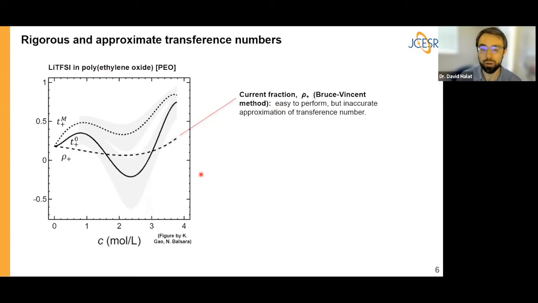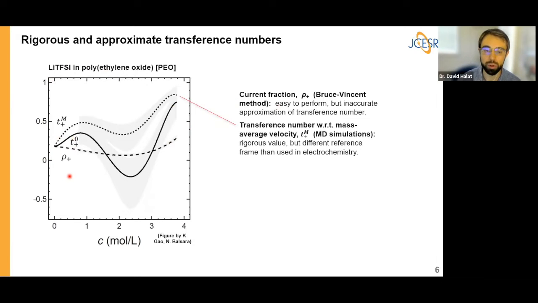It's a polymer electrolyte. So by far the easiest measurement to make is that of the current fraction rho plus using the Bruce-Vincent method. This has small error bars, but because of some underlying assumptions about the ideality of the electrolyte, it turns out not to reflect the other transference numbers except in the dilute limit. Often, the transference number will be reported with respect to the mass averaged velocity, denoted T plus m. That's a rigorous and correct value, but it's presented in a different reference frame than one would obtain from electrochemistry. This is sort of the reference frame that you obtain from molecular dynamics simulations.